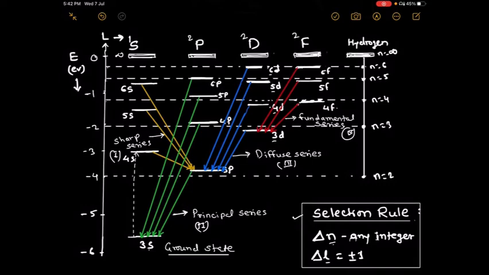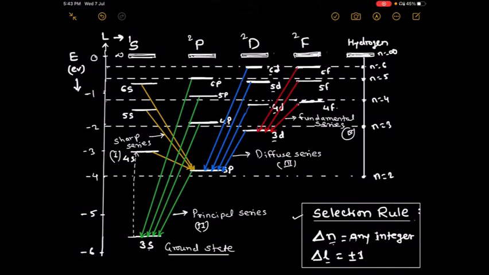Now, how does the actual transition take place? The transitions which are allowed spectroscopically we decide by using the selection rule. The selection rule is that delta n can take any integer value, any integer meaning 1, 2, 3, 4 and so on. Another rule must apply simultaneously: delta L, related to the orbital quantum number, meaning the difference between two orbital quantum numbers, must be equal to plus or minus 1. Delta n, the difference between two principal quantum numbers, can take any integer value. Now see here, for delta n, we start from n equal to 3 to n equal to 4.